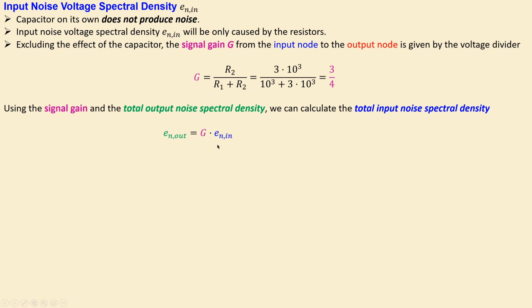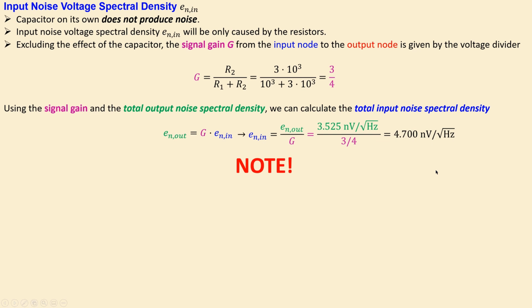Okay, so this is the expression, just output is equal to the gain times the input, like that. So the output noise is equal to the gain times the input noise. And if I rewrite this to have the input noise spectral density, I have then the output noise voltage spectral density divided by the gain. I will now have approximately 4.7 nanovolts per root hertz.